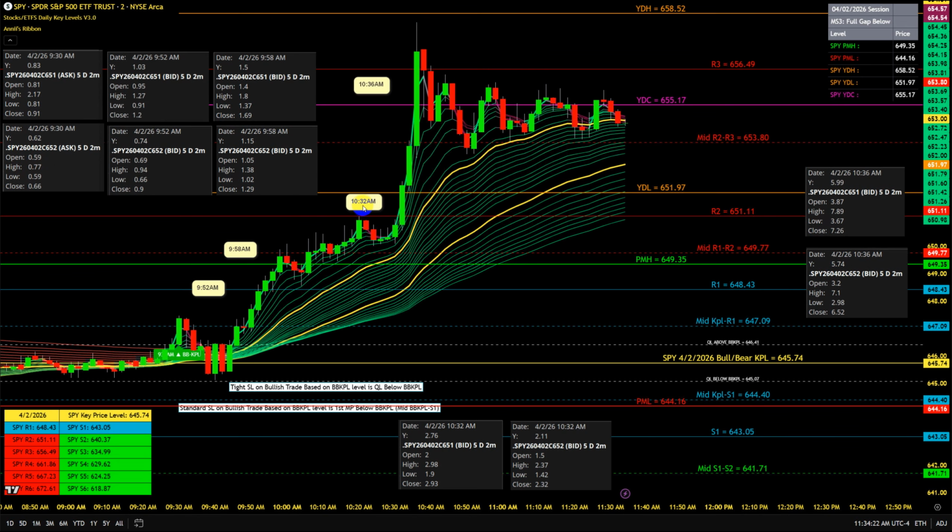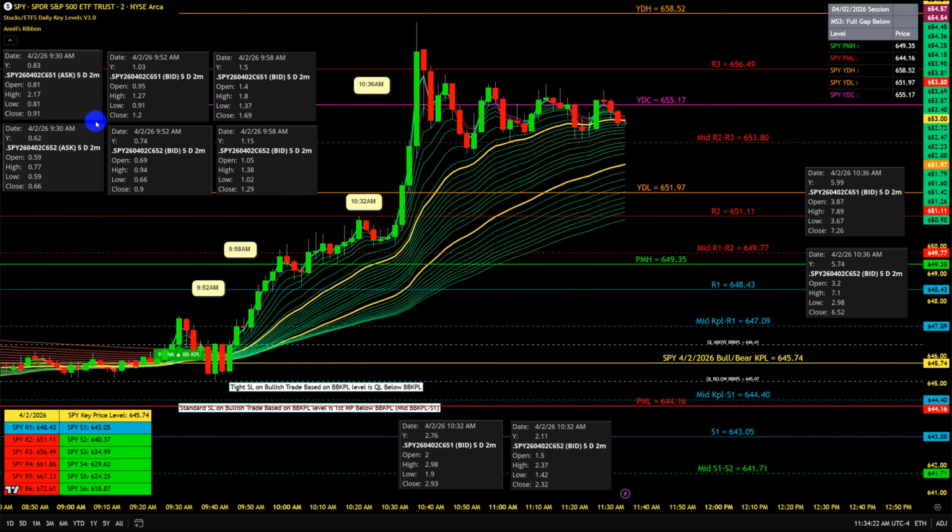Here at the 10:32 a.m. candle, which is this candle here, we have a hit of both the R2 and the YDL. So if you were looking for just the move back up to YDL, this would be your final exit here. 651 on that candle, bid on the close of that candle, $2.93. Again, that started at 91 cents, so that is quite a percentage move on that one.